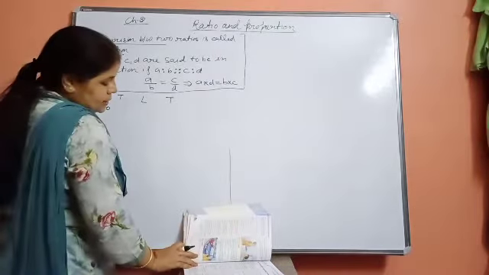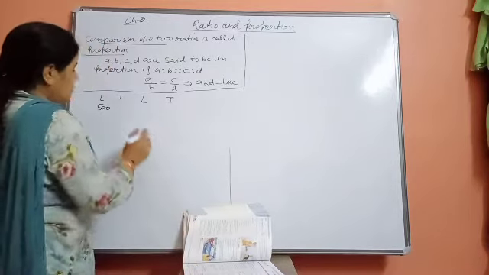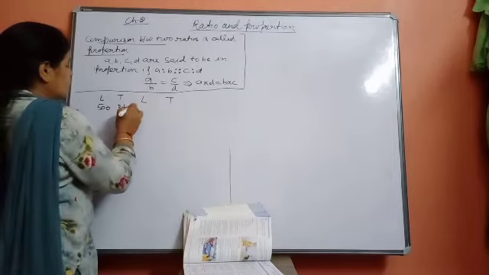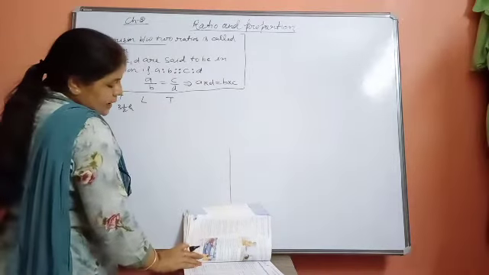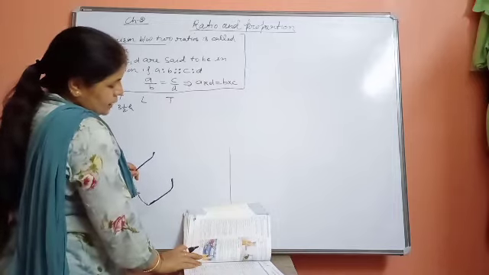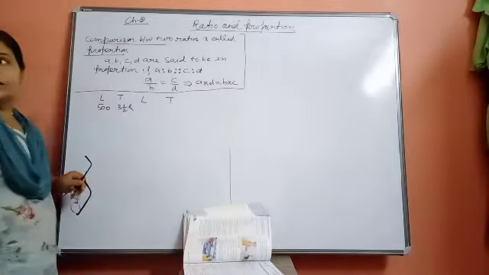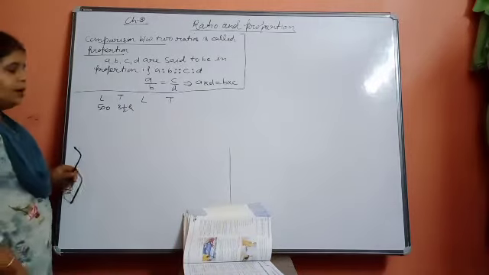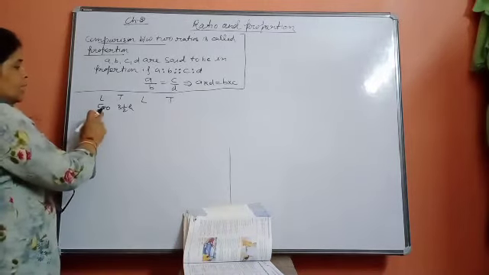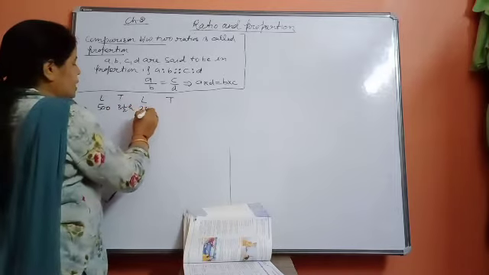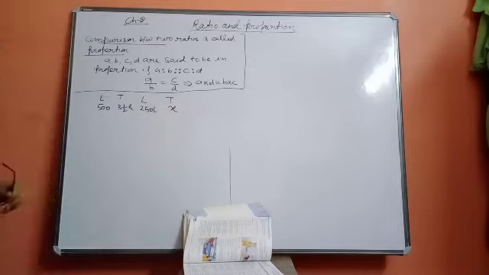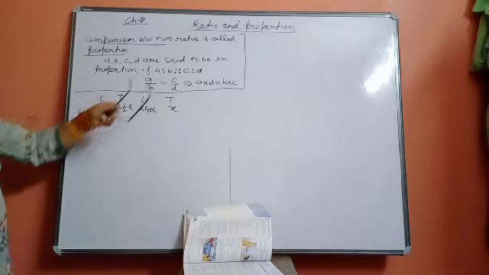How much time is it taking? 3 hours and 30 minutes, which means 3.5 hours. Then he is asking how much time it will take to fill half of the tank. Full tank is 500 liter, so half of the tank will be 250 liter. How much time will it take? Suppose X hours it is taking. Okay. Now do by this method.